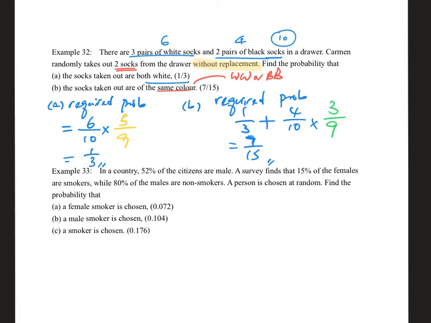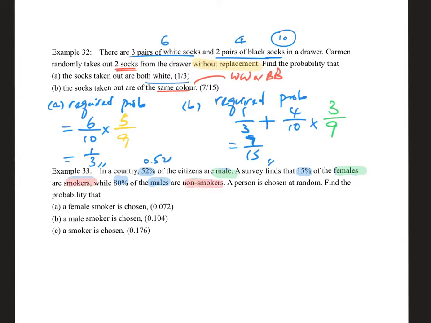The last example, example 33, is a more complicated one because it's talking about percentages. And personally, I like to use decimal numbers to talk about it. Now let's take a look at the question. You have male 52%, 50% of females are smokers, 80% of males are non-smokers. Now can you see that there are 2 categories? One is about gender, male and female. The other category is smoker and non-smoker.